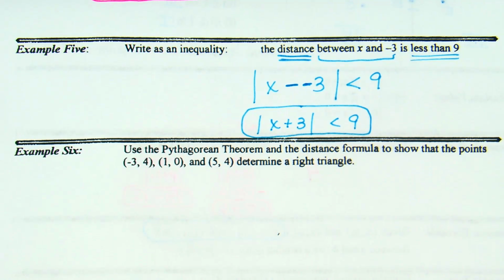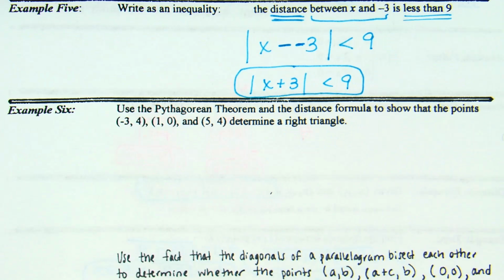Example 6. There's kind of a 6a and a 6b. Use the Pythagorean theorem and the distance formula to show that the points negative 3, 4, 1, 0, and 5, 4 determine a right triangle. Okay, so one thing I would encourage here is maybe a visual. I know in my notes I kind of graphed a picture here, and then we'll talk about ideas on how this is going to work.